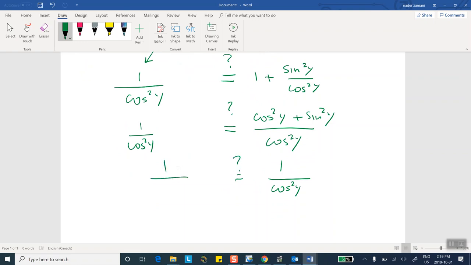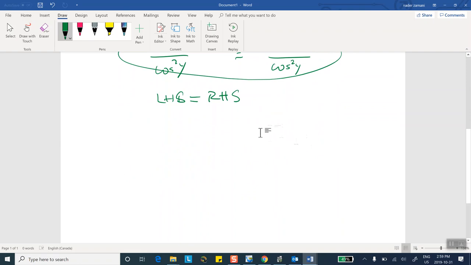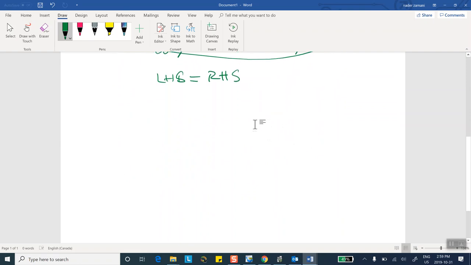So is it equal to 1 over cosine squared y? The answer is yes. So the left-hand side of the original expression is the same as the right-hand side of the original expression, because we manipulated both simultaneously, and at some point we came up with a statement that is obviously true. Let's go with number 46.